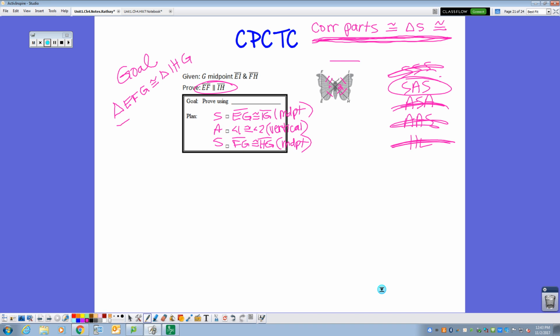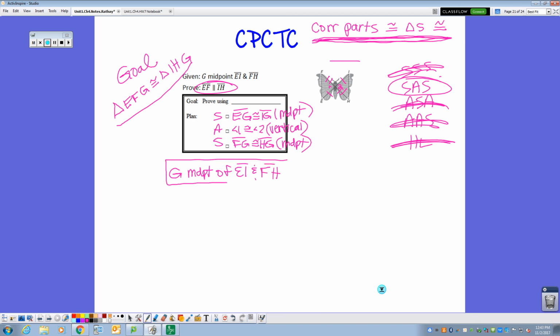If we can get this to happen, we're going to be able to steal what we need to get to these parallel lines. So to make that happen, we have to do our 3 main branches. My first branch starts with EG congruent to IG, which comes from midpoint. So we have that G is the midpoint of EI and FH.